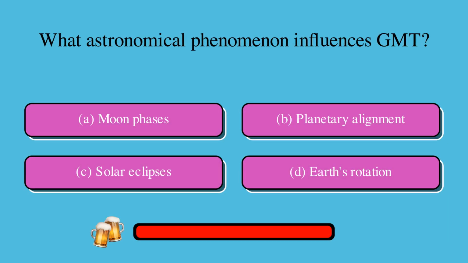What astronomical phenomenon influences GMT? Is it A, moon phases, B, planetary alignment, C, solar eclipses, or D, Earth's rotation? The correct answer is D, Earth's rotation.